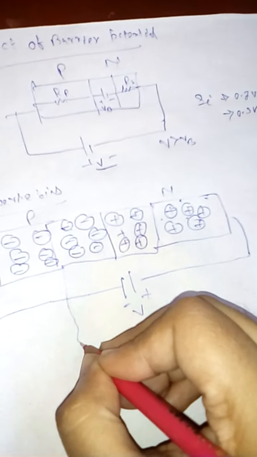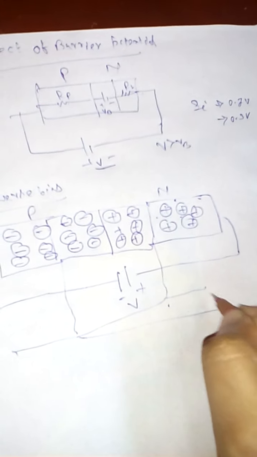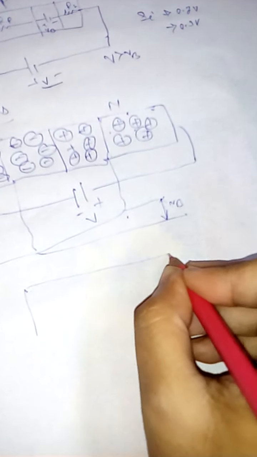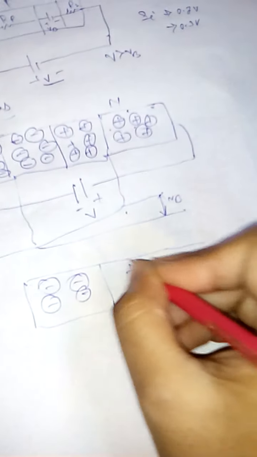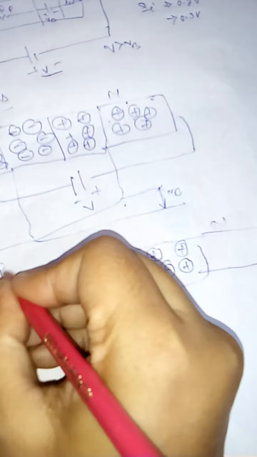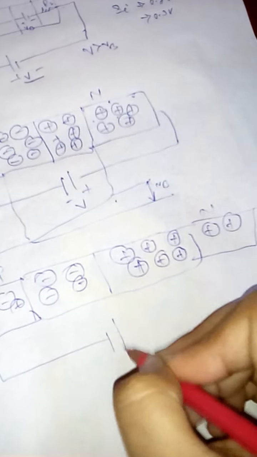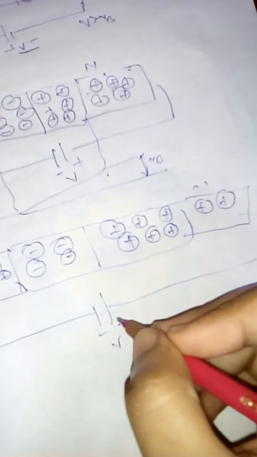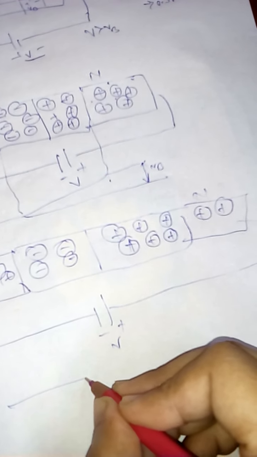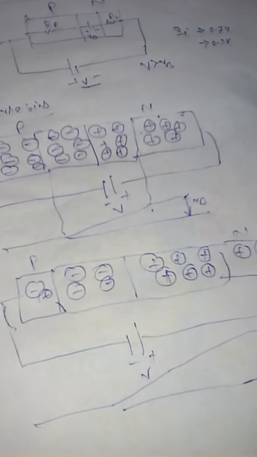So if we see this is VB, and if we see what happens in reverse bias, the barrier potential is increased, meaning the depletion region is increased. So this is the picture.